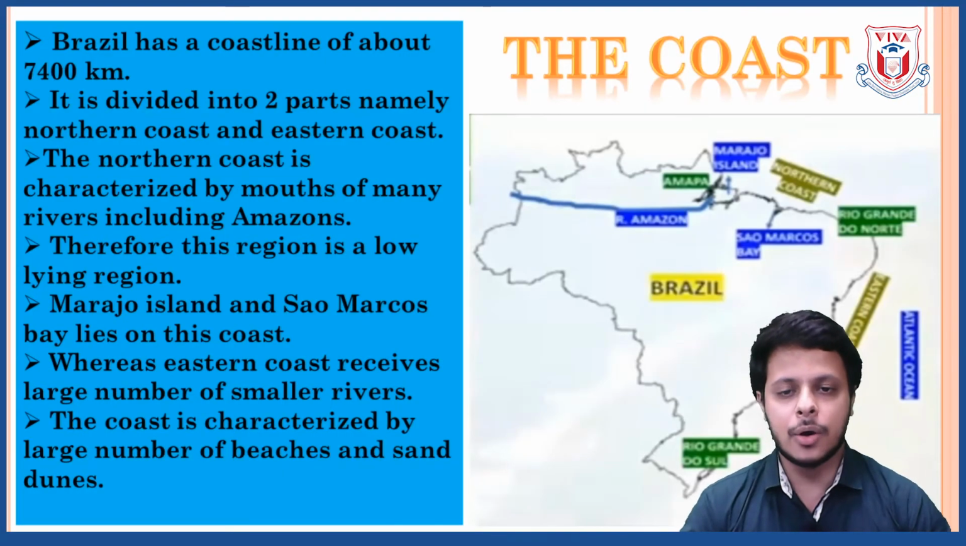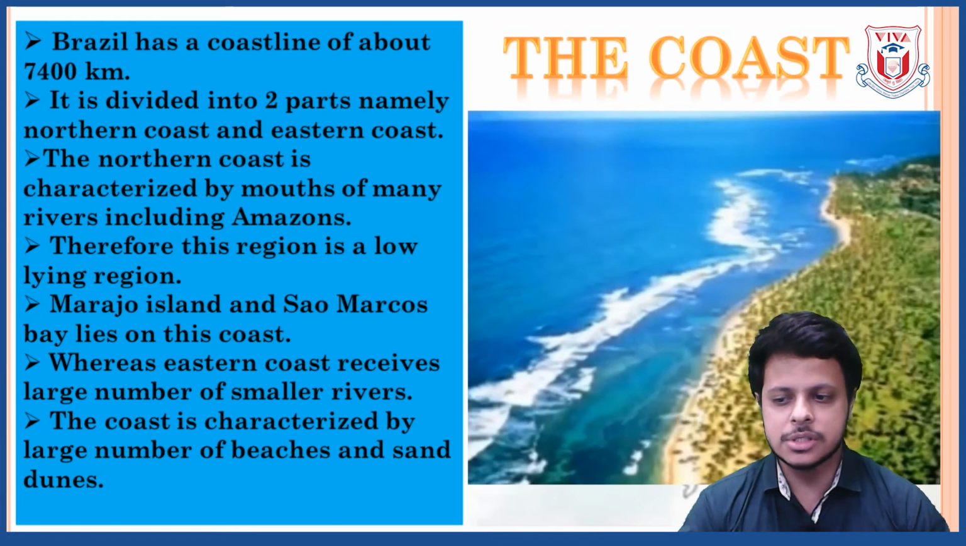Let us understand about the coast. Brazil has a coastline of about 7400 km. It is divided into two parts, namely the northern coast and the eastern coast. The northern coast is characterized by mouths of many rivers including the Amazon. Therefore, this region is a low-lying region. Marajo Island and São Marcos Bay lie on the north coast, whereas the eastern coast receives a large number of smaller rivers. The coast is characterized by a large number of beaches and sand dunes.